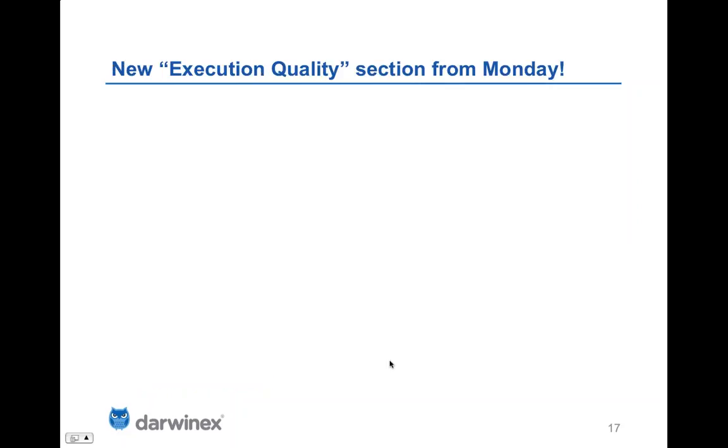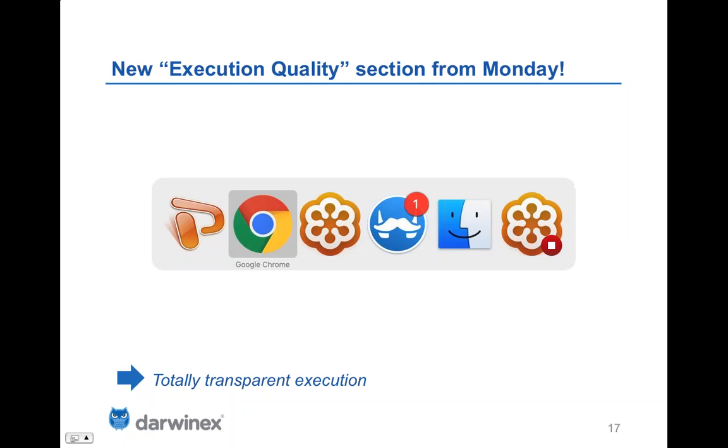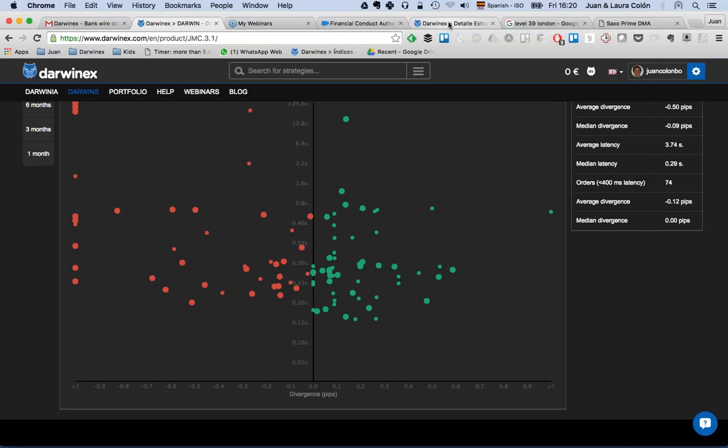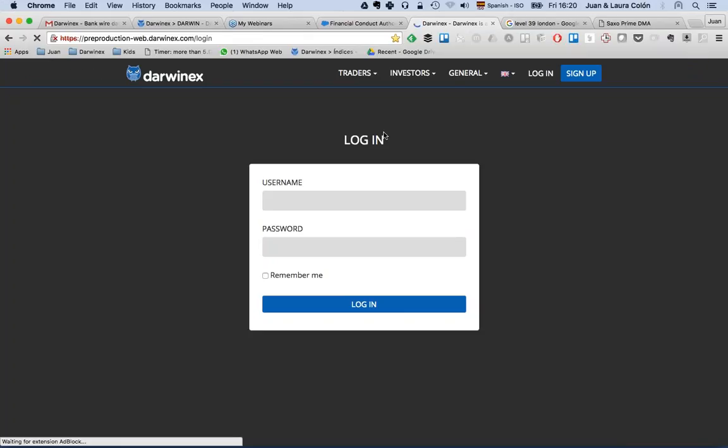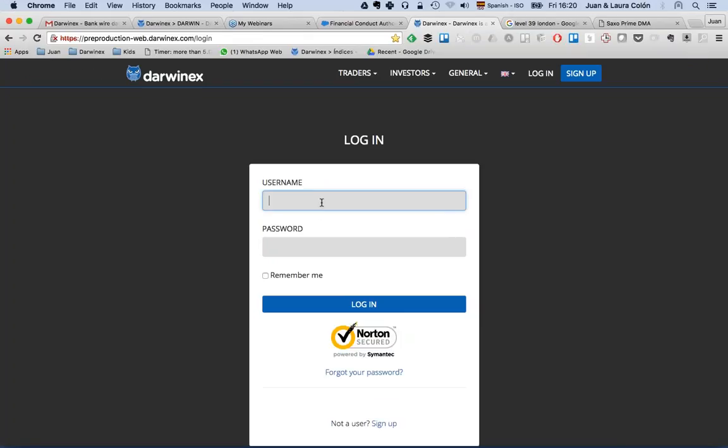Right. So, I'm just going to give you a sneak preview of an all new section that will go live, if things go well, Monday or Tuesday next week. So you're looking at the pre-production environment. Of course, I've been kicked out now. Let's see if it works.